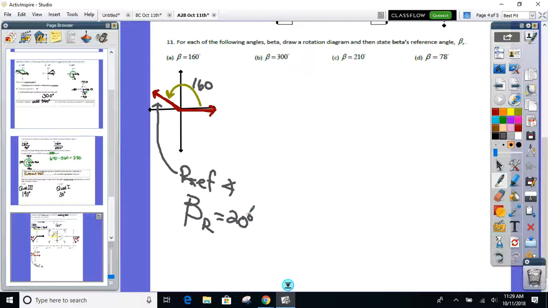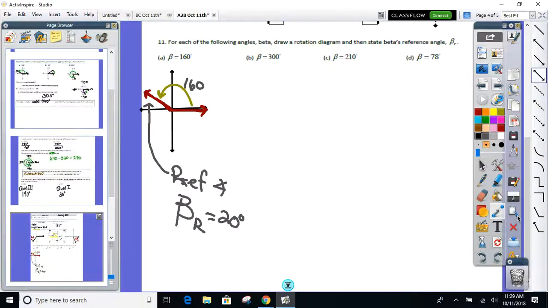Okay, draw me 300. Go, draw me 300. This is going to go quicker the more confidence I get in you. Go ahead, draw me 300. What quadrant? Fourth quadrant.